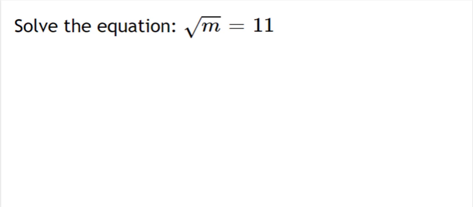So solve this equation. First off, is the radical isolated? Meaning, is it the only thing that's on one side? And the answer to that's yes. So what we're going to do is, this is a square root, so we're going to square. That's how you get rid of a square root, is to square it. What you do to one side, you do to the other. So we have m is equal to 121, okay? That's what m is equal to.